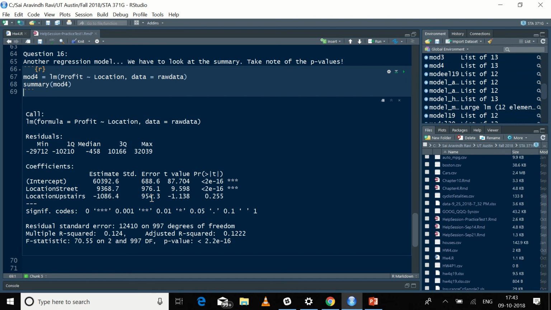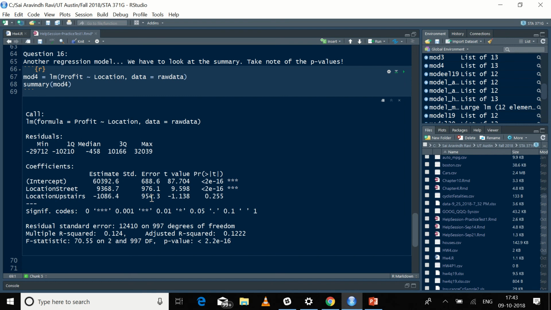That's actually a really good question. He asks what if I need to compare location of street against upstairs, because both of them are printed. Go back and ask me again. You can tell me how.